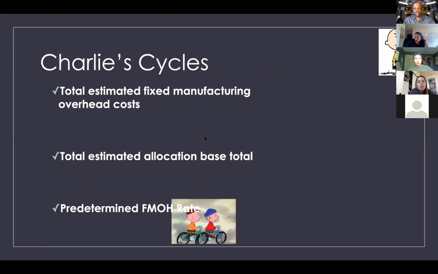So here's what this would look like in good old Charlie's case. Here, they're estimating the total fixed manufacturing overhead cost to be $94,080. The estimated allocation base, we're still going to use direct labor hours, right? And so it'd be the same, 67,200 direct labor hours.